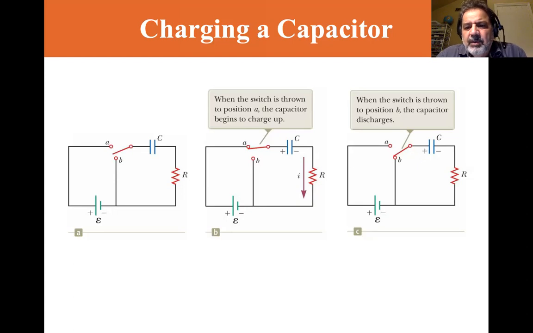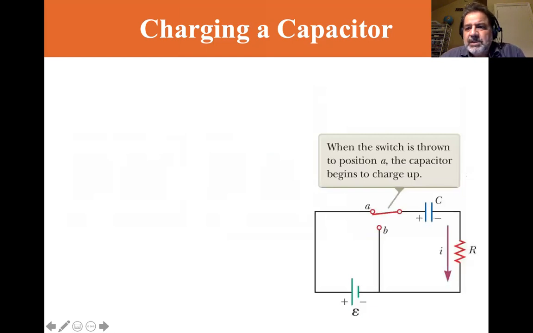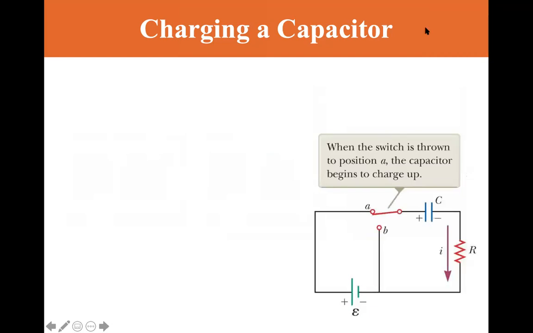When the switch is thrown to position B, the capacitor discharges. So the battery's out of the loop and the current just flows in this direction. Okay, let me dismiss this so that it doesn't interfere with the PowerPoint. So when the switch is thrown to position A, the capacitor begins to charge up.